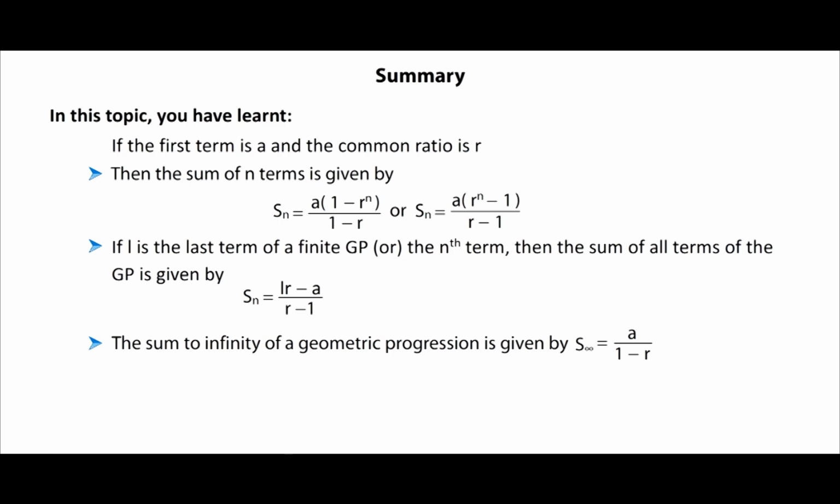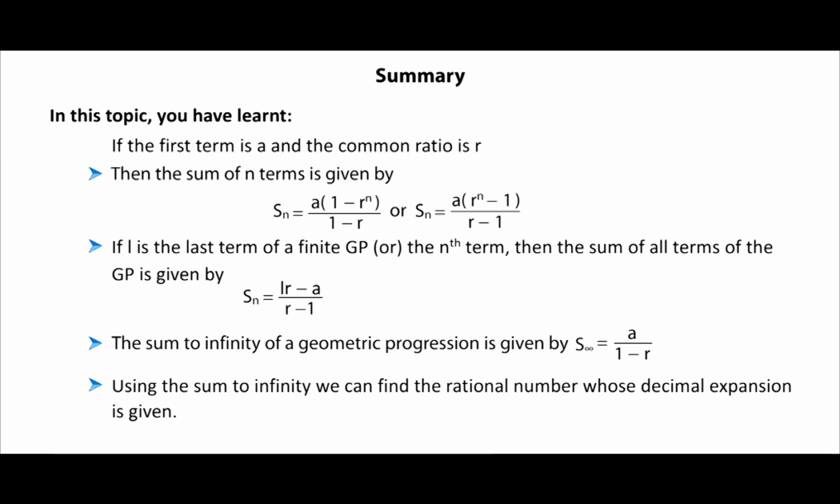The sum to infinity of a geometric progression is given by S infinity is equal to a divided by 1 minus r. Using the sum to infinity, we can find the rational number whose decimal expansion is given.